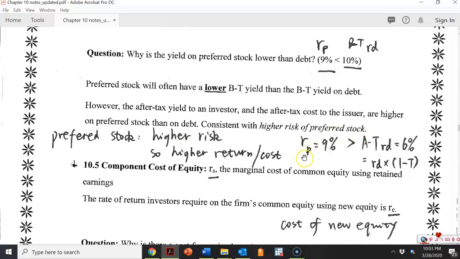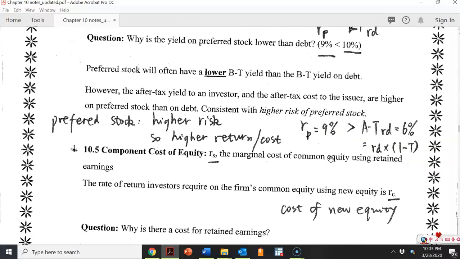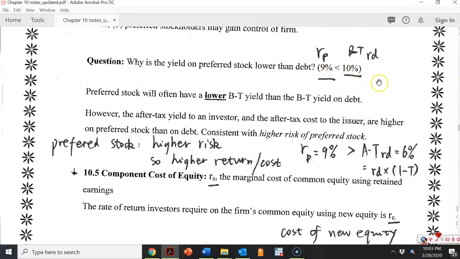So if we compare the preferred stock cost of 9% to the after-tax cost of debt of 6%, we can say that preferred stock still has a higher return or higher cost compared to the after-tax cost of debt. This is consistent with the fact that preferred stock is riskier than debt. Preferred stock has higher risk, so it should have higher return or cost. If we compare the after-tax figures, the numbers are consistent with this order, even though the before-tax numbers are not.